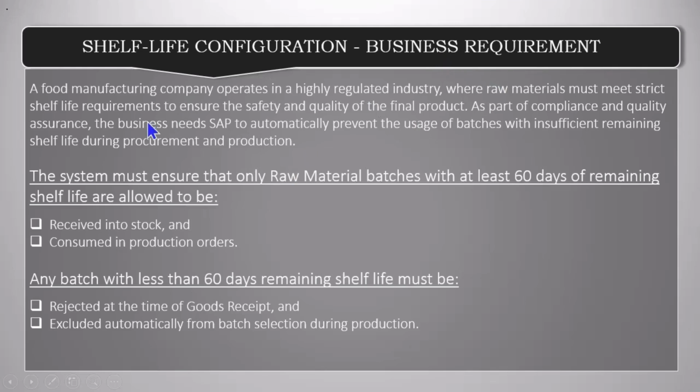So what is the business requirement? A food manufacturing company operates in a highly regulated industry where raw materials must meet strict shelf life requirements to ensure the safety and quality of the final product. As a part of compliance and quality assurance, the business needs SAP to automatically prevent the usage of batches with insufficient remaining shelf life during procurement and production. Here, take a look at this statement, users. There are two words here, procurement and production.